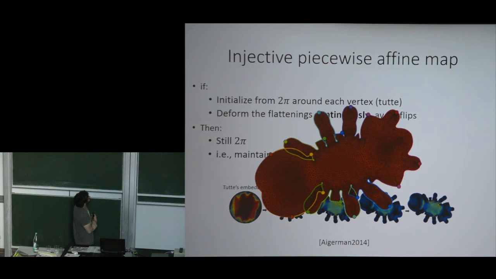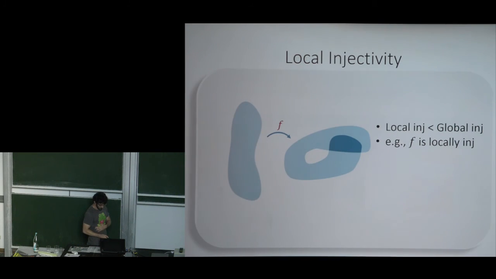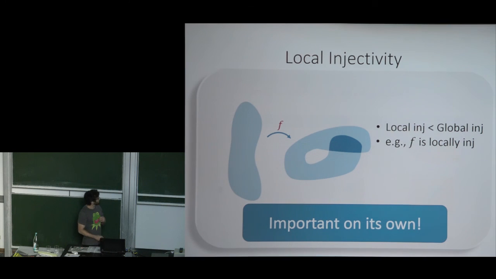But while it's locally injective, it's not globally injective. You can see there are many overlaps in the mapping, and things are not sitting separately. And this is because local injectivity is a much softer property than global injectivity. It's necessary to ensure global injectivity, but it's not enough. But nonetheless, this is a very important property on its own. And I will discuss this a bit later.